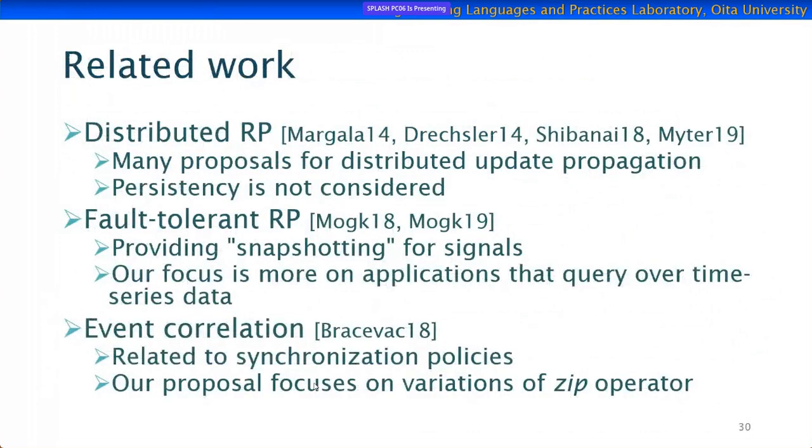And now, I would like to discuss some related work. There is much work on distributed reactive programming and many proposals to perform distributed update propagation. But persistency is not considered. Persistent signal is related to fault-tolerant reactive programming that provides the snapshotting mechanism for signals. Our approach is more focused on applications that query over time series data.